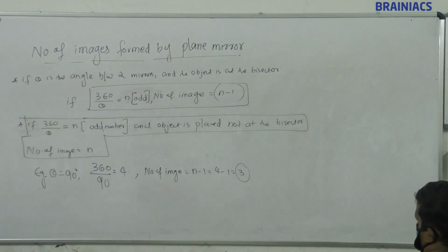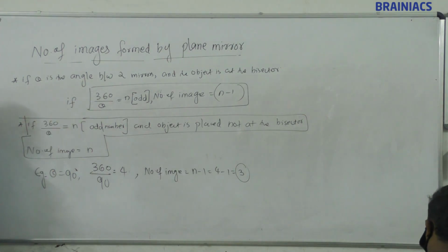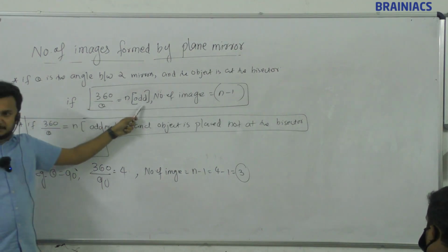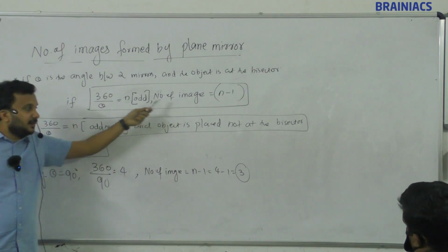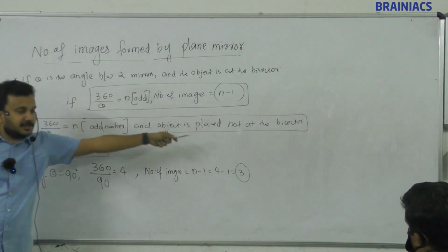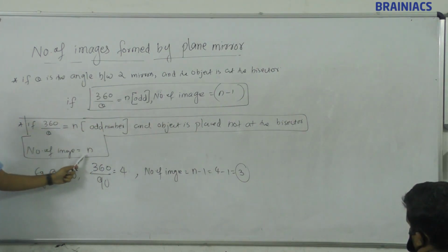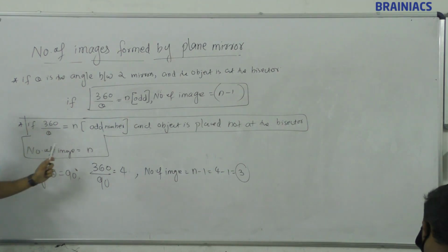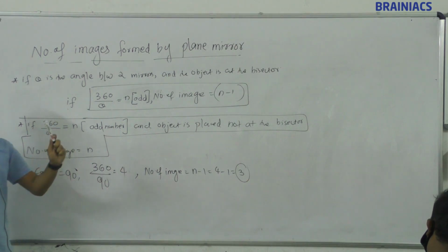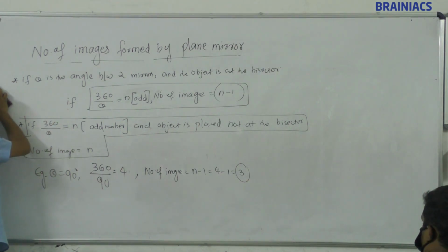Both are the same in the first two points, right? First point, what I told: theta is the angle between the two mirrors and the object is placed at the bisector, n is an even number, number of images n minus 1. Not at the bisector, the number is the same, n minus 1. In the first two cases, the number of images formed is equal to n minus 1. Simple. This is written up.